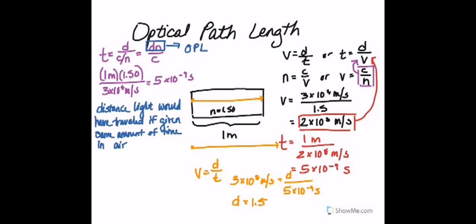Alternatively, you could use just our optical path length formula and multiply d times n. And our distance in the glass was 1 meter. The index of refraction is 1.50. And the optical path length for the ray of light in the glass is 1.5 meters. Meaning that if that ray of light had been in air and it was given the same amount of time, it could have traveled 1.5 meters.